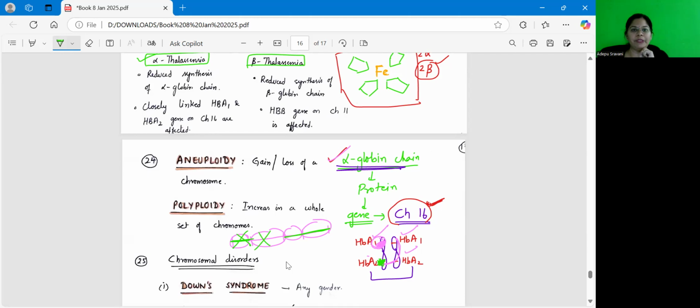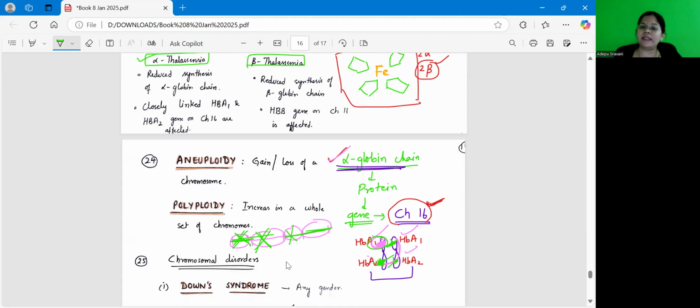Are you able to follow me? Yes? So hence we call thalassemia a quantitative disorder, because here the quantity of the alpha globin chain is getting reduced. If this gene is defective, this part will not be synthesized. If this gene is defective, this part will not be synthesized. Similarly, if this is defective, this part will not be synthesized at all. If this is defective, overall, the entire alpha globin chain will not be synthesized. Hence, we call it quantitative. I hope you are able to understand.